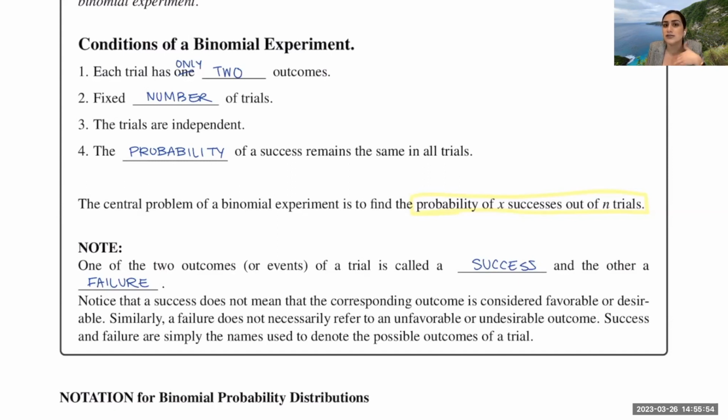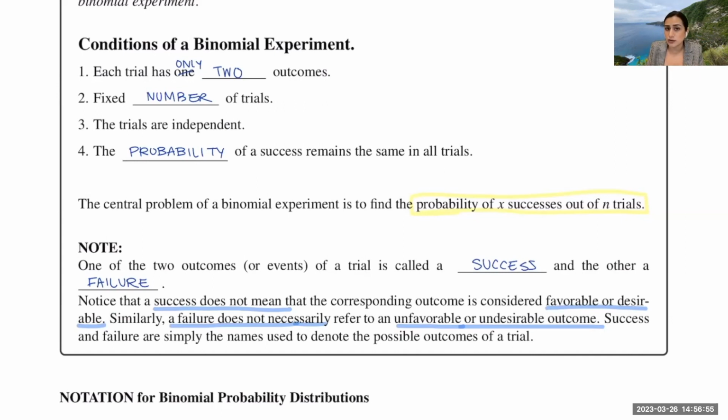Maybe my success here is defective because I'm looking for defective computers. So again, a success does not mean favorable or desirable, right? And a failure doesn't necessarily mean that it's going to be negative or unfavorable. I just want you to understand that just because it says success doesn't imply that it's a positive thing, and a failure is that it's a negative thing. We're going to describe one outcome as being a success and one outcome as being a failure.